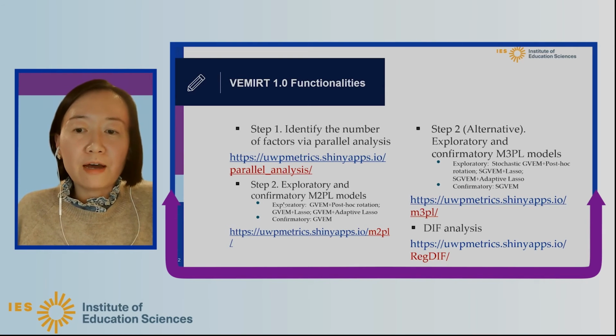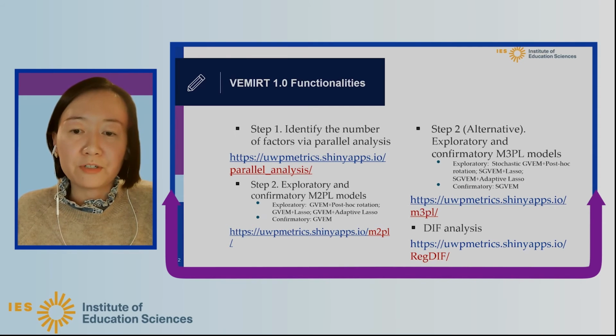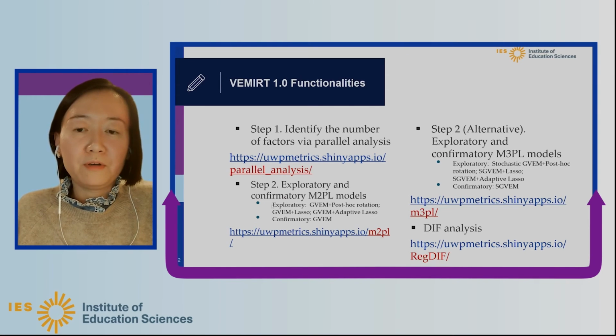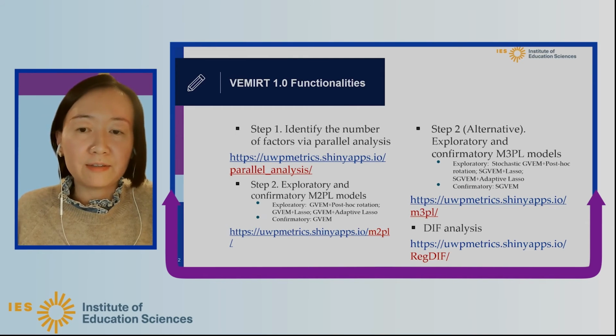The under-the-hood algorithms are slightly different for 2PL versus 3PL models because the 3PL model is more complicated. So we use the stochastic version to speed up computations. And lastly, we have a DIF module. We use a regularization method, and we are also adding the traditional likelihood ratio test method as an alternative.